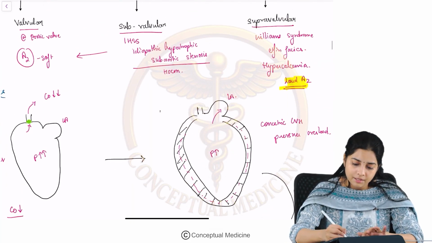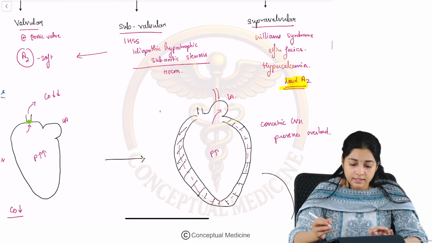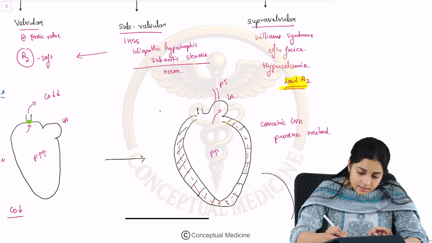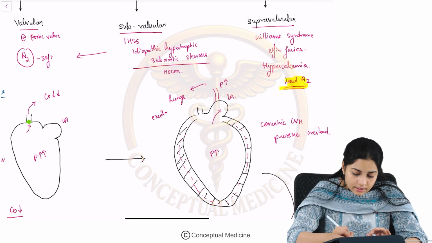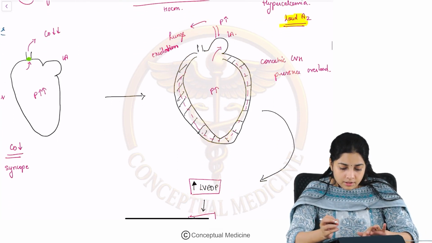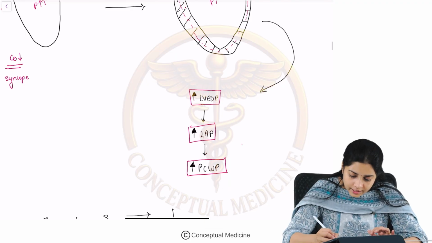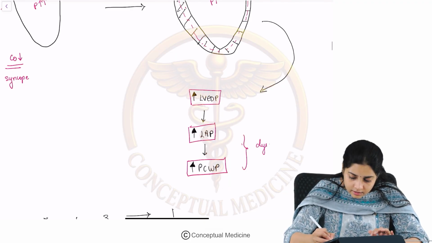Now we know that the pulmonary veins are the ones which basically drain here. So the pressure increases here and in the lungs. So what happens? There can be exudation of fluid in the lungs and there can be pulmonary edema. So finally all of this results in dyspnea.